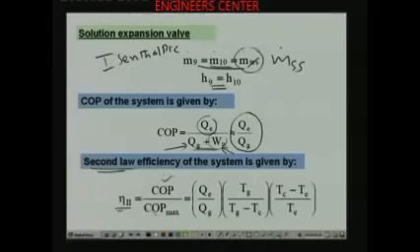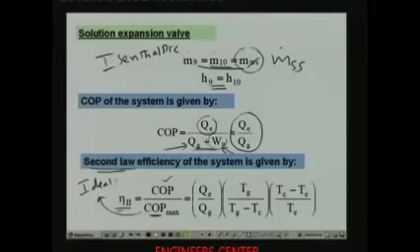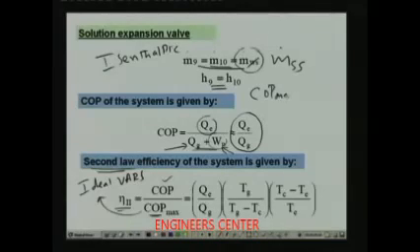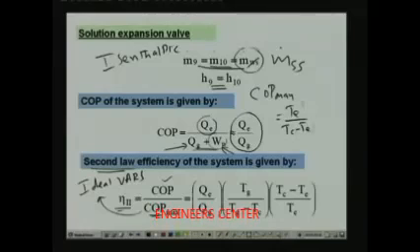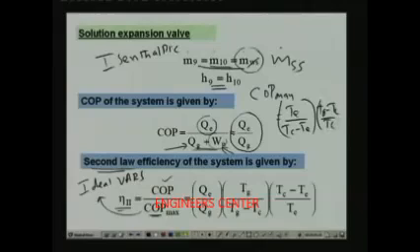You can also define what is known as second law efficiency or exergetic efficiency as a ratio of the COP of the system divided by the maximum possible COP. If you remember, this maximum possible COP is for an ideal vapor absorption refrigeration system, and we derived an expression for this. If you remember, the expression is nothing but COP max is nothing but TE divided by TC minus TE into TG minus TC divided by TG. Okay, so this is the expression. If you are substituting that expression here, you get this expression. Okay.